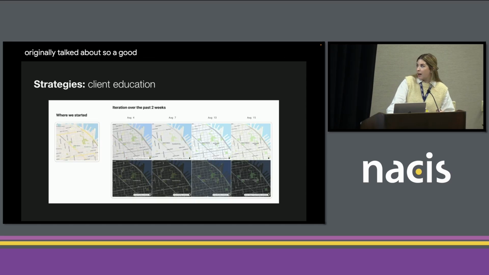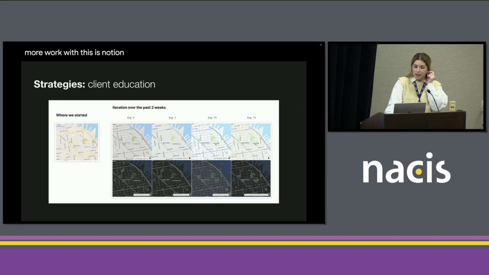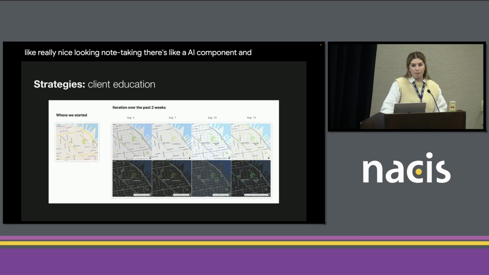So a good example, this is a client that we're about to start more work with. This is Notion, which is kind of like a Google Docs app. It's really nice looking note-taking. And there's an AI component, and they added a map feature that just launched last week or the week before.